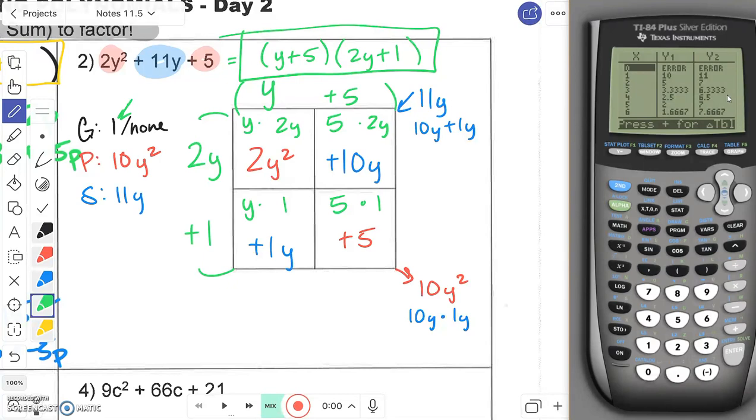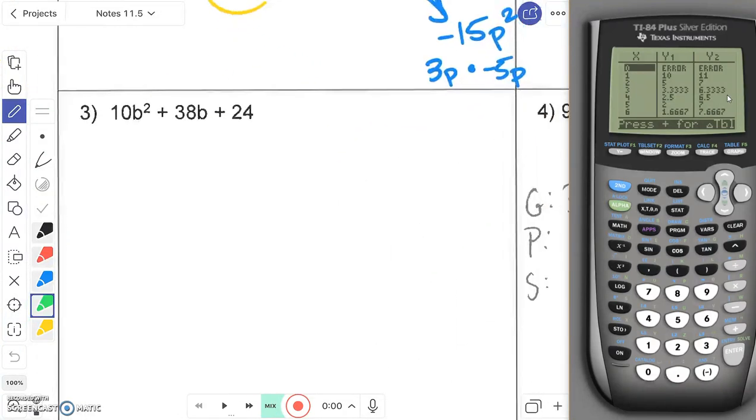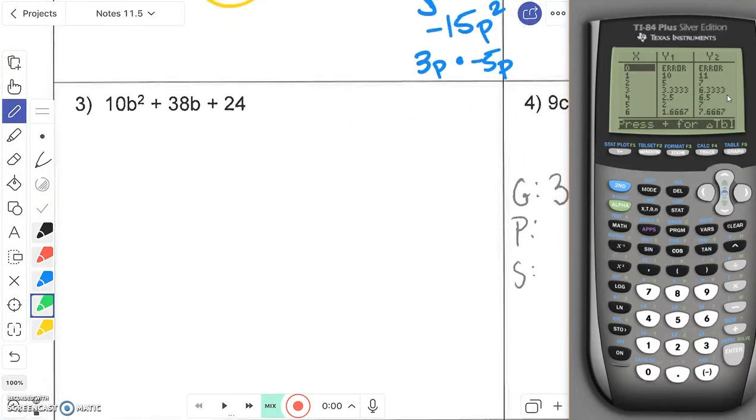Okay, let's look to number 3. We have 10, 38, and 24, because I'm always starting with that greatest common factor. So I've got to figure out what number could work there.